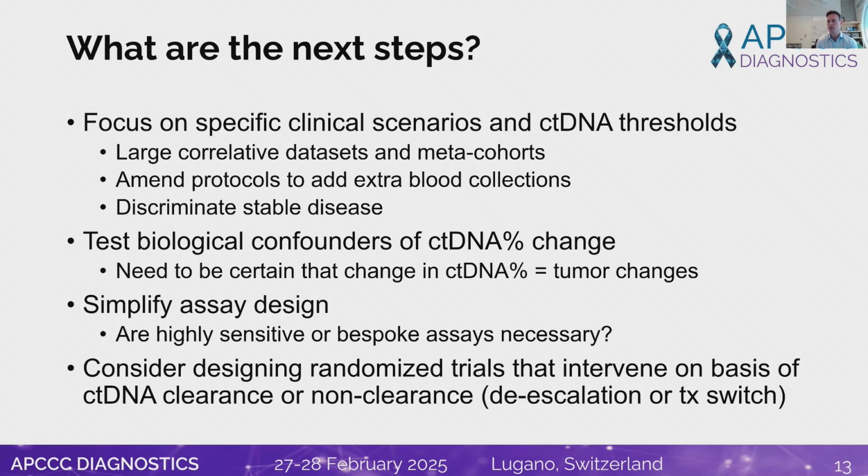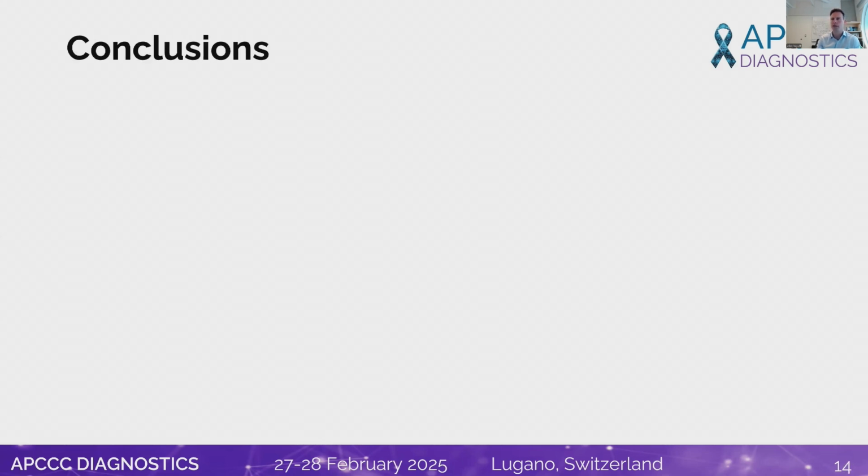I think the last point on this slide is to highlight something that I feel quite passionately about as an opportunity for the future, which is designing randomized trials that intervene on the basis of either ctDNA clearance or non-clearance, so ctDNA persistence. And so examples would be that if you have complete clearance of ctDNA, perhaps we can reduce the dose of some of our more toxic compounds. Whereas for patients that don't clear ctDNA, perhaps that's an opportunity to test whether treatment switch or intensification is impactful to patients in that context. These will require randomized trials, but I think we're at the point where we could design these now. So what are my conclusions?